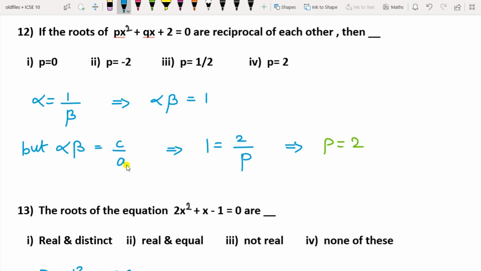But alpha into beta is c by a. The c value from this equation is 2 and a is p. And alpha into beta is 1. So 1 equal to 2 by p. So p will be equal to 2. So p is equal to 2, that is option 4 is the correct option.